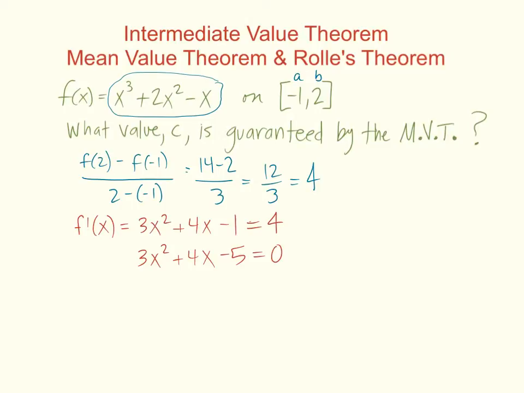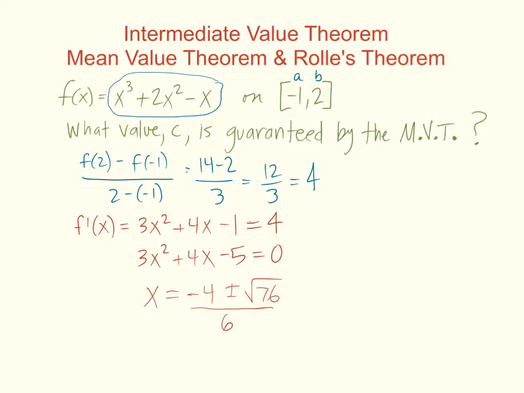It would be nice if this factored. That would give me nice, neat answers. This one is not going to factor. But again, I'll save you the details. I would put 3, 4, and -5 into the quadratic formula, and x equals -4 plus or minus the square root of 76 all over 6. Okay, I'm trusting you can do that at this point.